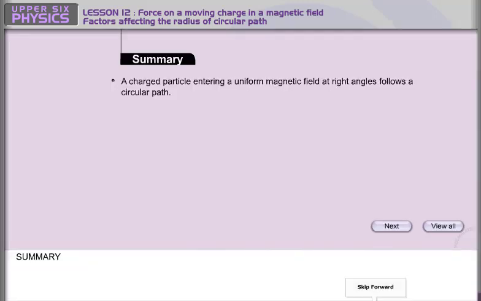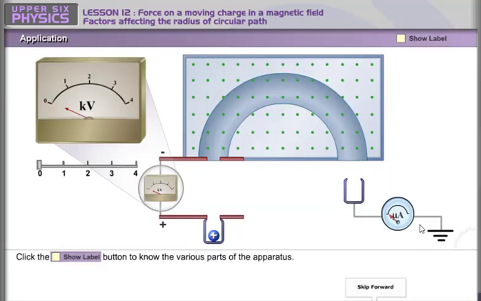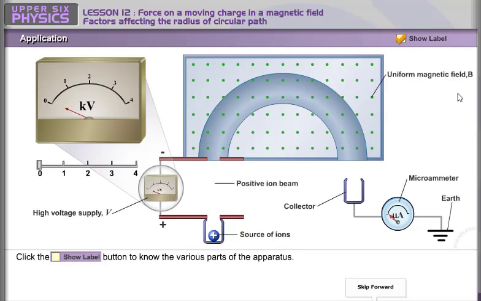Summary. A charged particle entering a uniform magnetic field at right angles follows a circular path. The magnetic force on the charged particle provides the centripetal force: QvB equals mv squared over r. Click the Show Label button to know the various parts of the apparatus.